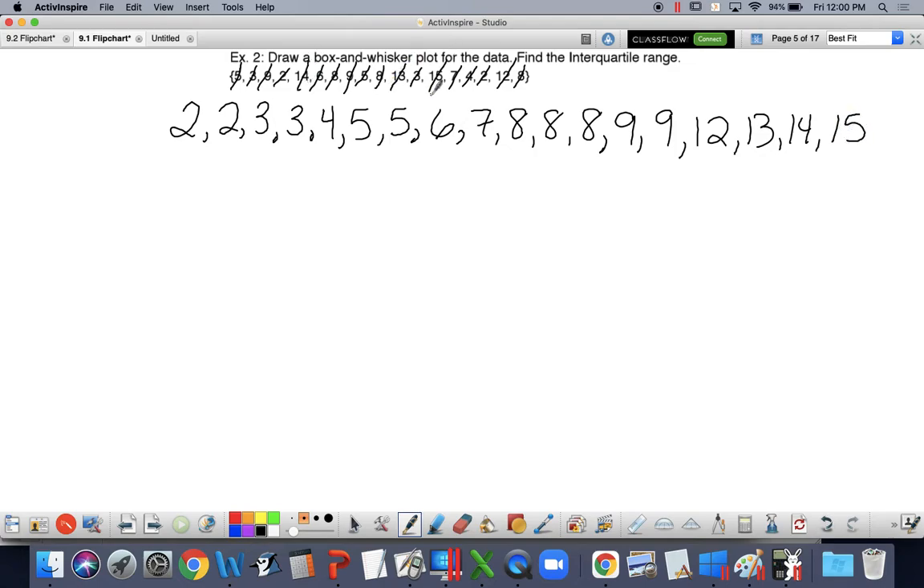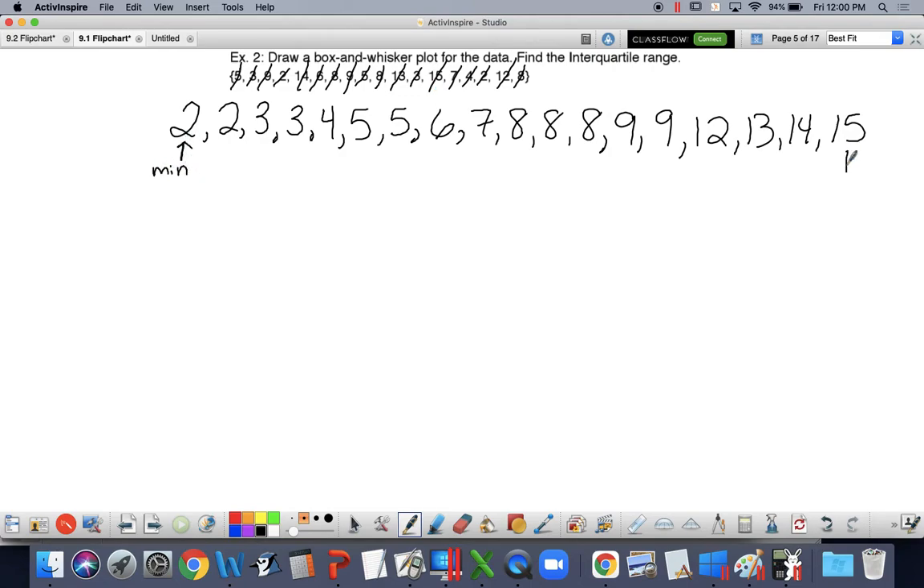Okay, so we've got everything in order. We're going to eventually draw a box and whisker plot. Basically it means the box is going to be in the center with your interquartile range, and then the whiskers are going to be out to your minimum and maximum. So what's your minimum value? 2, right? That's your min.